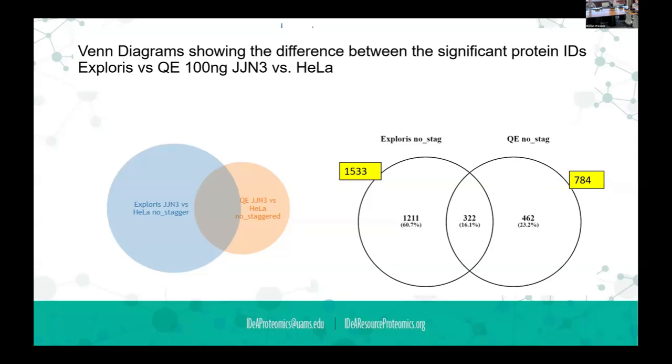I think this is really driven by the fact that the Exploris identified a lot more proteins. I think the overlap is small because it identified 800 more proteins. But these are not the total, these are the significant ones. Right, but it identified a lot more, and therefore it identified a lot more that were changing because it identified them.